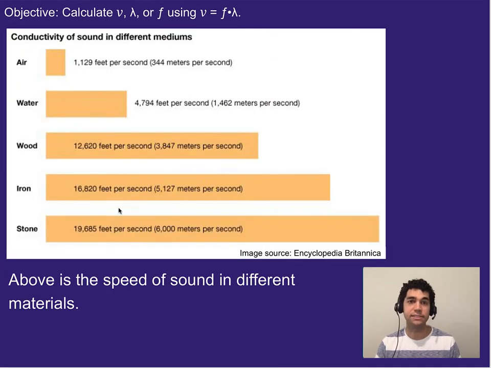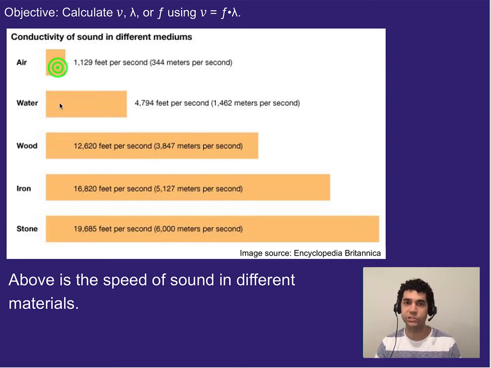Similarly, sound travels different speeds in different materials. So it's not the frequency that changes how fast it travels. It's the material it's traveling through, which thankfully is the case, because if it was the frequency, then you would hear high-pitched sounds arrive faster than low-pitched sounds and everything would be all discombobulated. But thankfully that's not the case. In this case, the material that sound is traveling through actually affects how fast it travels.